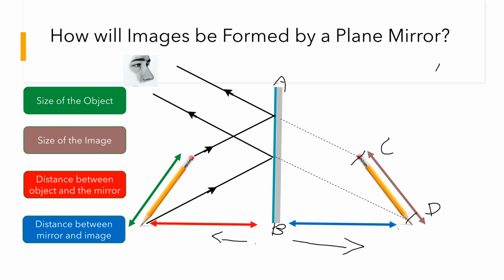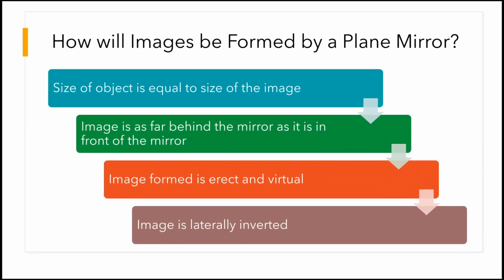So we discussed four properties of the image formed by a plane mirror. Size of the object is equal to size of the image. Object distance is equal to image distance, that is, red arrow is equal to blue arrow. The third one is the image formed is virtual and erect. And the fourth one is the image is laterally inverted. Now we'll open the doors into the next concept.